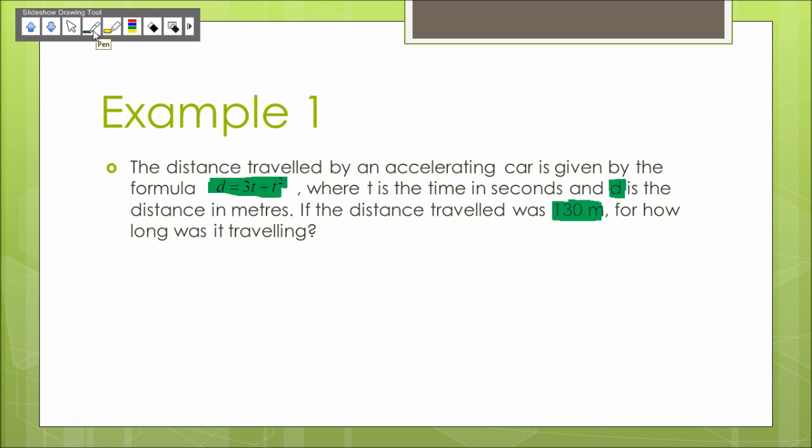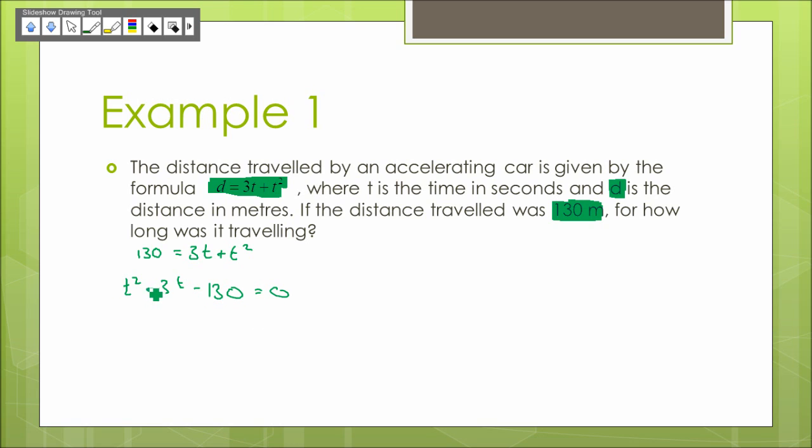Now that's going to change things slightly. That means instead of d equals 3t plus t squared, I'm going to get 130 equals 3t plus t squared. Now remember, to solve a quadratic equation, we need to move everything over to the same side. So I'm going to move the 130 over here. That will give me the equation t squared plus 3t minus 130 equals 0.